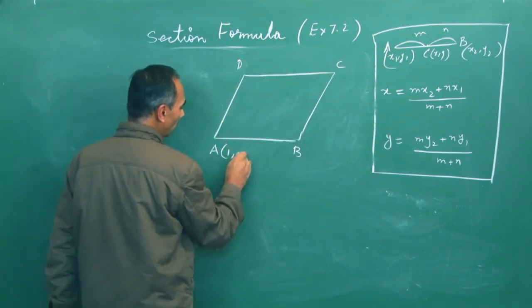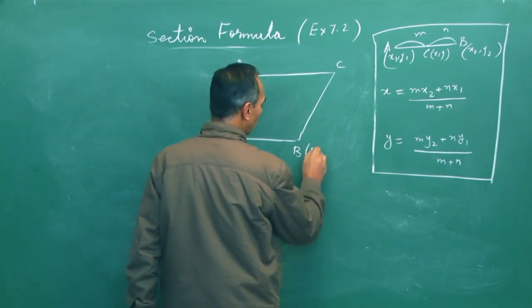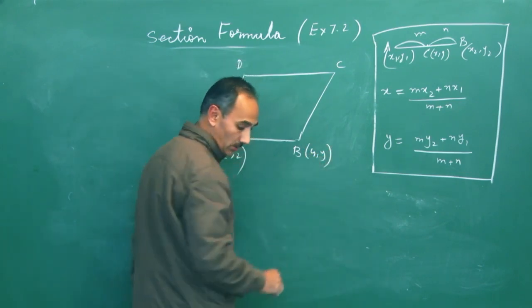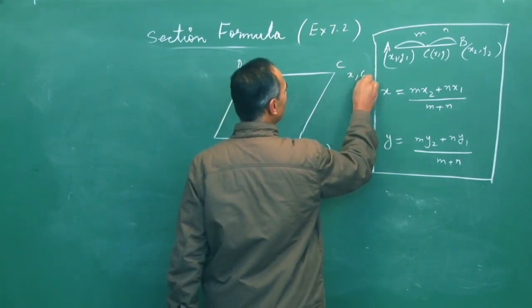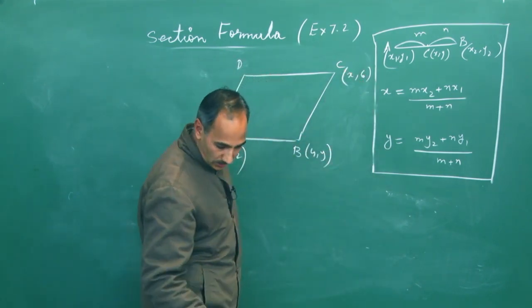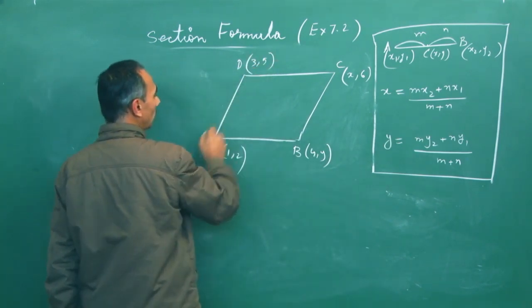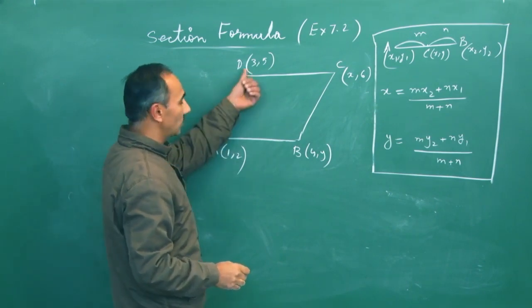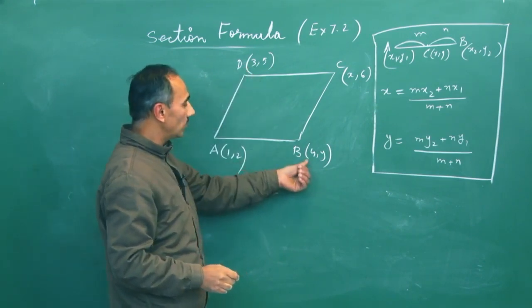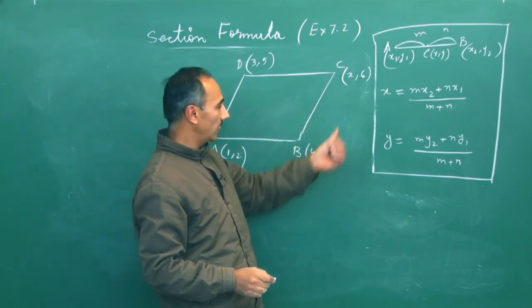Coordinates of A are given to be 1, 2. Coordinates of B are 4 comma y. Now y is to be found. Coordinates of C are x comma 6. And what about D? Coordinates of D are 3 comma 5. So in parallelogram ABCD, the coordinates of A as well as D are given, but you need to find the y coordinate of vertex B and the x coordinate of vertex C.